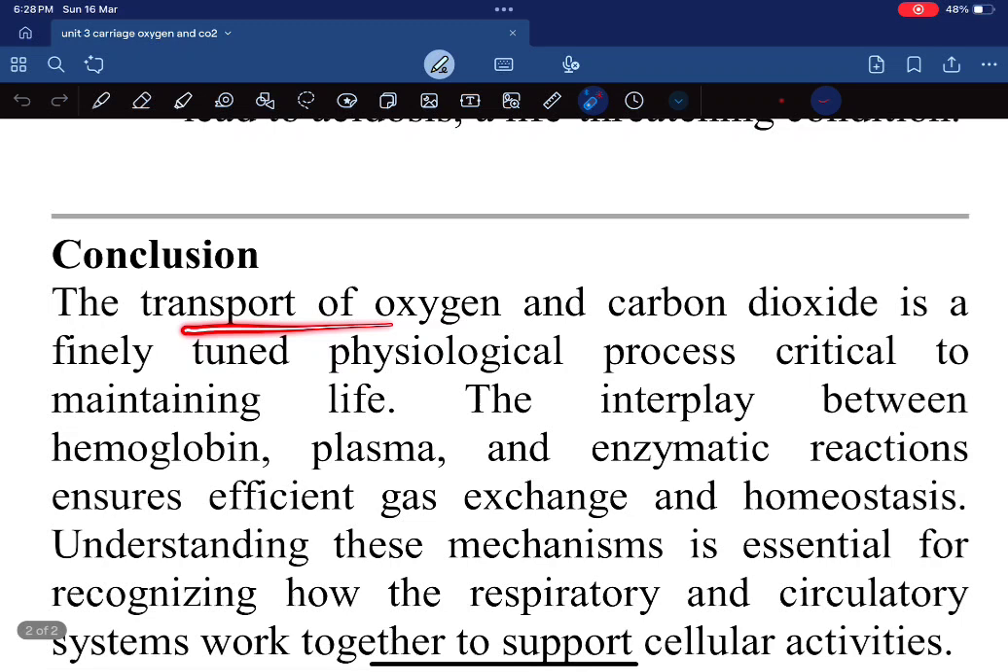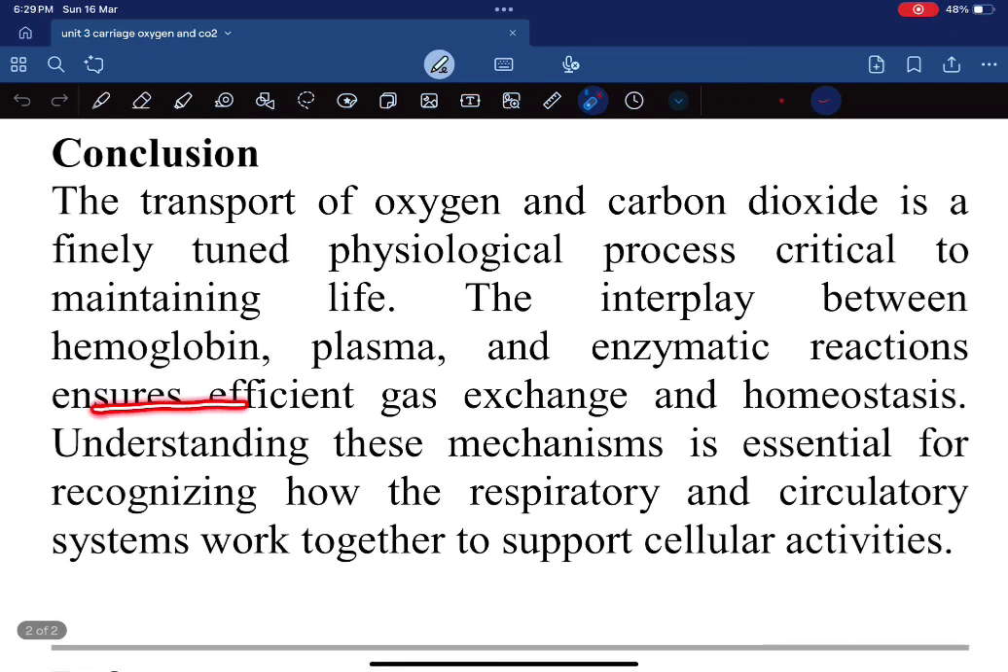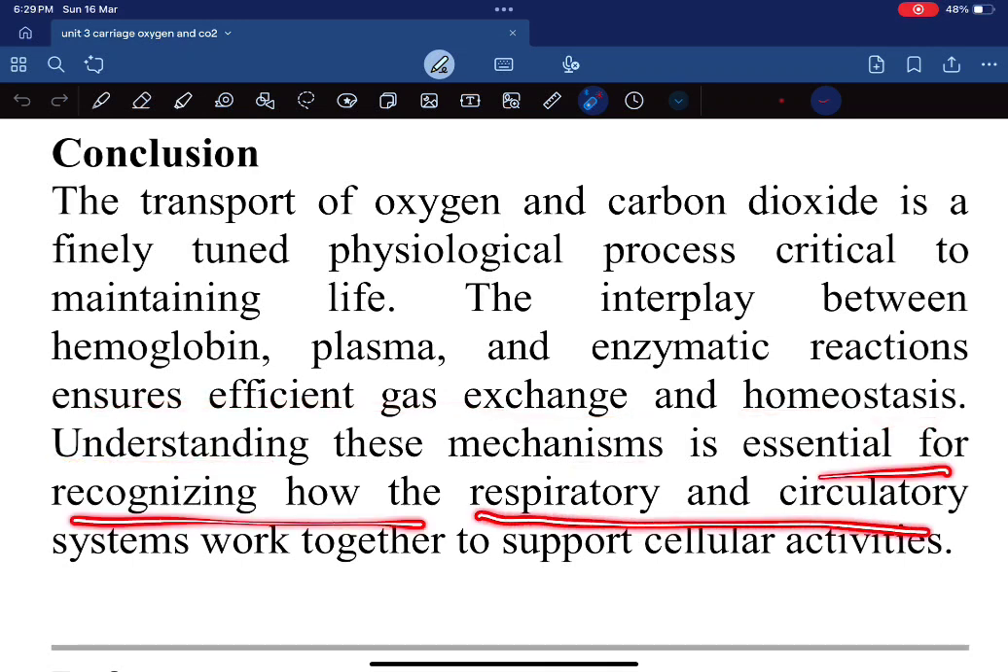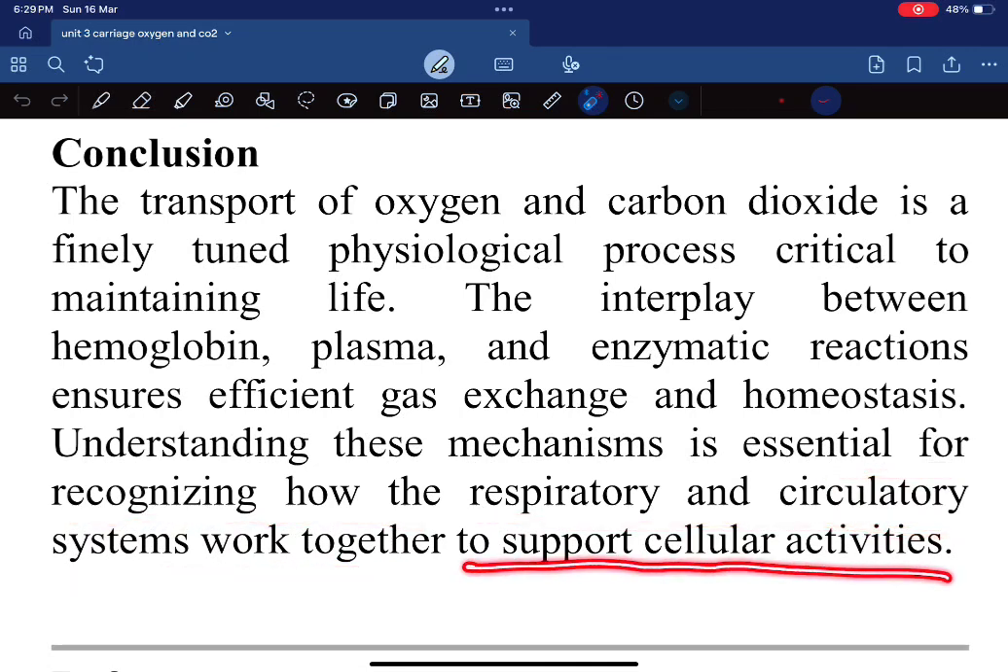Conclusion: the transport of oxygen and carbon dioxide is a finely tuned physiological process critical to maintaining life. The interplay between hemoglobin, plasma, and enzymatic reactions ensures efficient gas exchange and homeostasis. Understanding this mechanism is essential for recognizing how the respiratory and circulatory systems work together to support cellular activities.